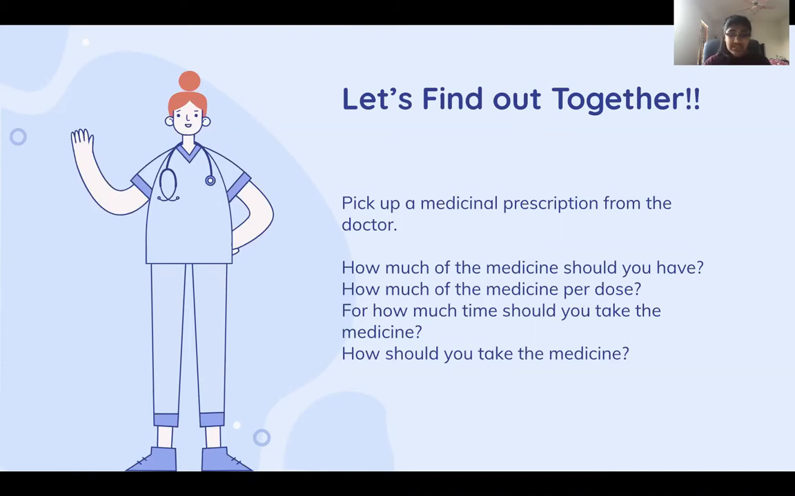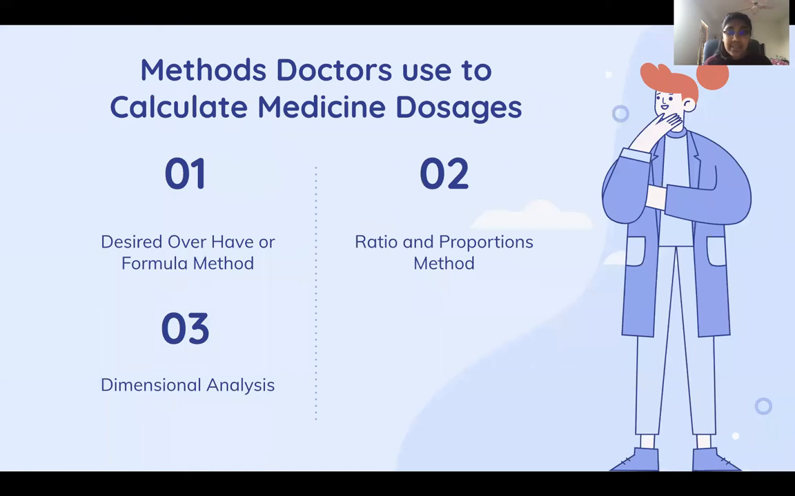Physicians use math to calculate the dosage of certain medicines to prescribe, and variables such as the patient's mass, previous conditions, and unit conversions are considered when prescribing amounts of medicine. So now let's look at the three ways doctors calculate medication dosages. There are three methods: the desired over have formula method, the ratio and proportions method, and the dimensional analysis method.